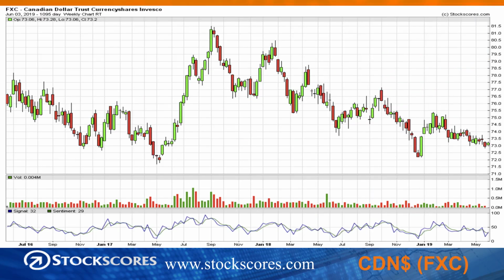Canadian dollar, well, it's in a downward trend and it can't break that downward trend line. We've been talking about this for months. Until it can break the downward trend line, I would remain bearish of the Canadian dollar.